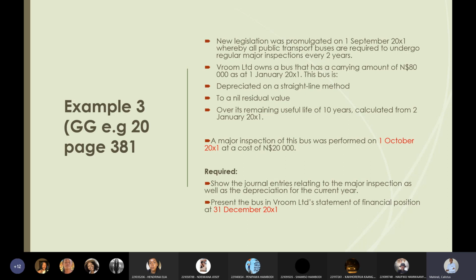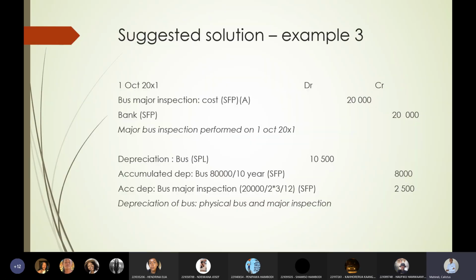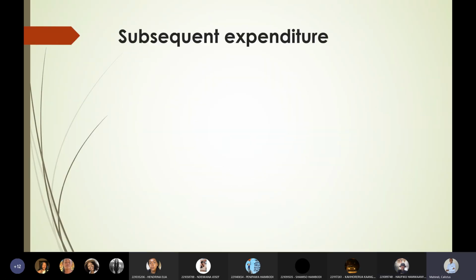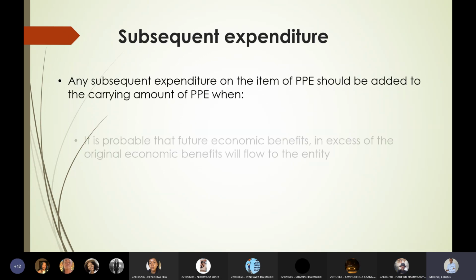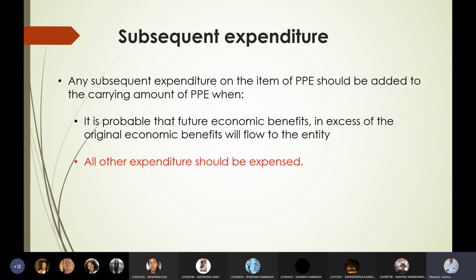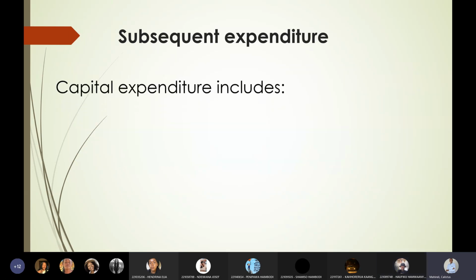All right, so that major inspection in our example would be capitalized, added to the cost of, or to the carrying amount of the bus, and that's exactly what happens to PPE. When future economic benefits flow to the entity, then that amount must be added to the carrying amount. If future economic benefits do not flow to the entity, then that subsequent expenditure must be expensed. So subsequent expenditure can be broken into two: capital expenditure and revenue expenditure.